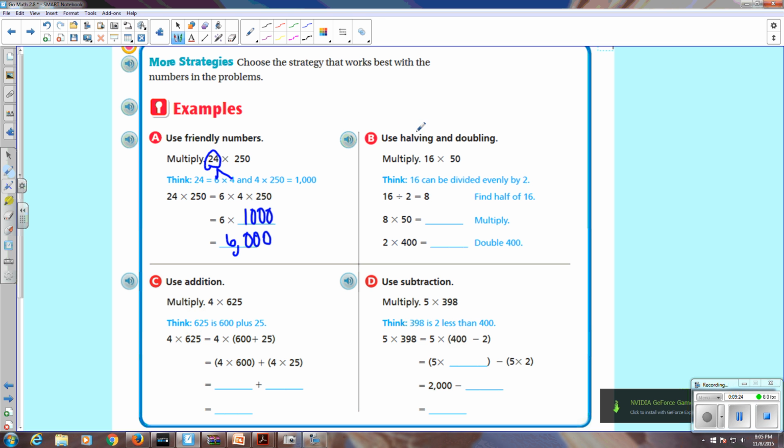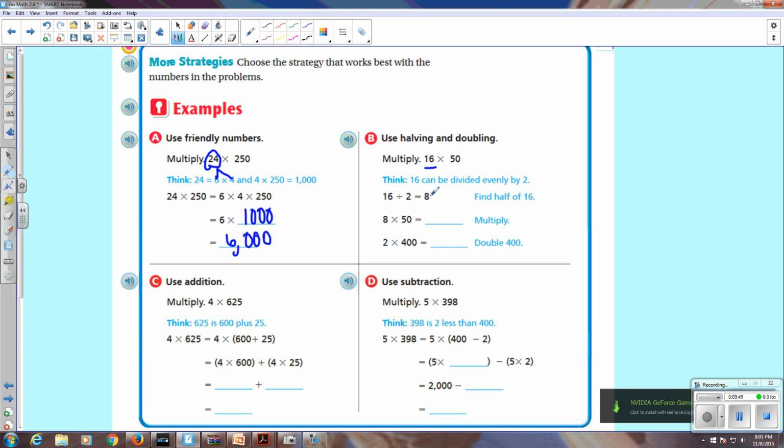We could also use halving and doubling. When you halve something, you divide it by 2. And when you double it, you multiply it by 2. I don't really know my 16 times table that well, so 16 groups of 50 would be tough for me. So I'm going to halve 16. I'm going to divide 16 evenly by 2. And I know 16 divided by 2 equals 8.